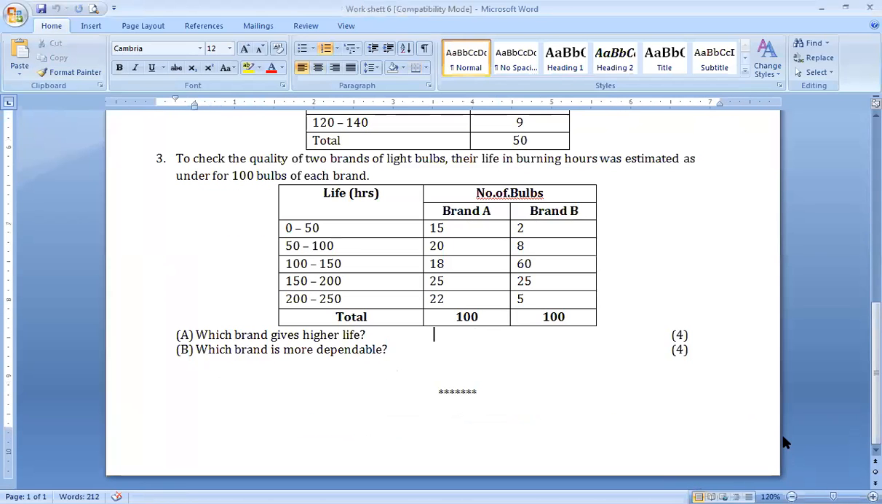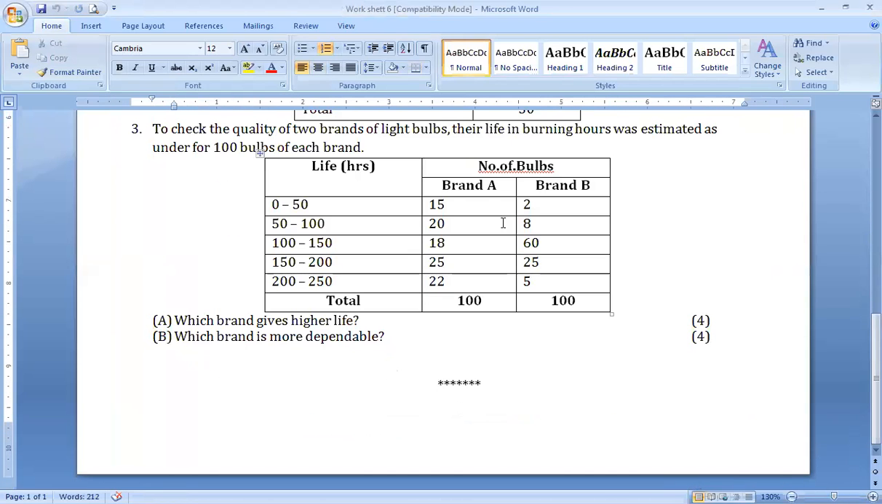The problem number 3. Now we are about to discuss this question. There are two brands of bulb, brand A and brand B. You can make it Philips or Crompton, it's up to you. Among these two, we have to find which one is more reliable and which one is more dependable. As we discussed in yesterday's session, the bulb whose standard deviation is higher will be most reliable, and whose coefficient is higher is more dependable. Okay, so let us do this.